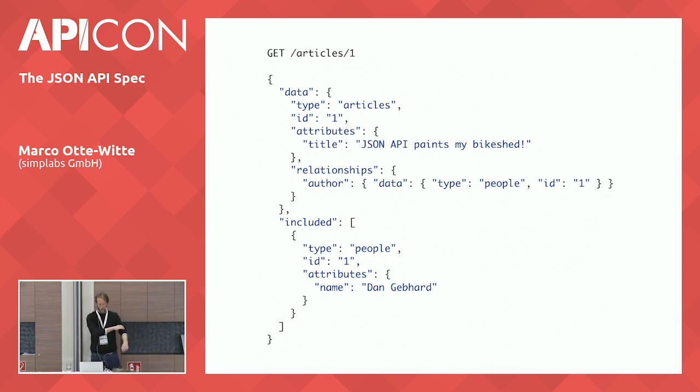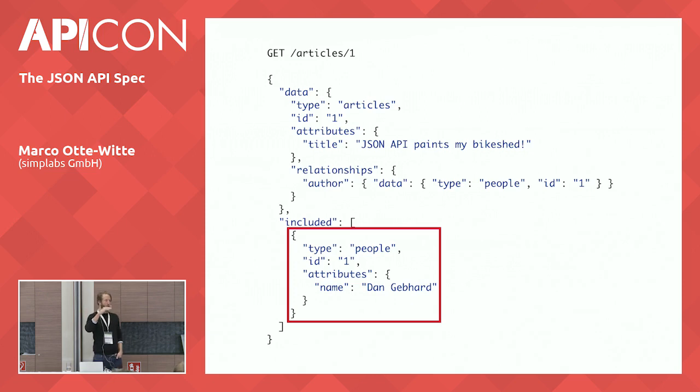So here we have the same example. The article with ID 1 who has a relation to an author of type people with ID 1, and then here you see that next to the primary response body we have an included array that contains all of the included resources that are side loaded with the main resource in this case, and that included array just contains a list of regular resource objects.